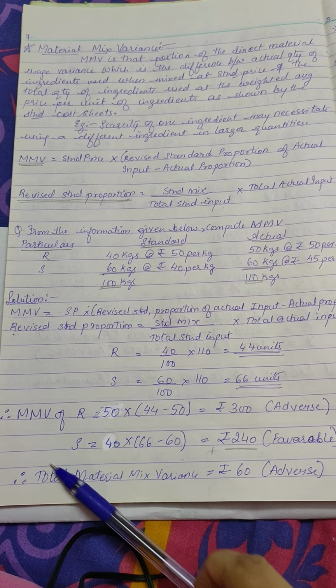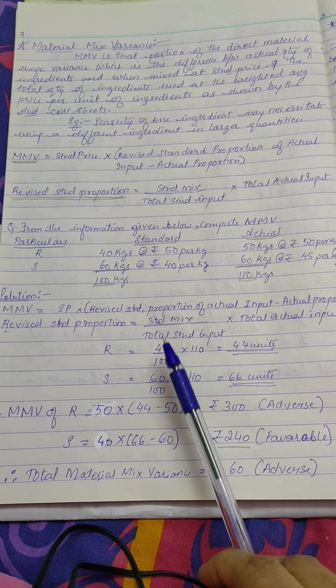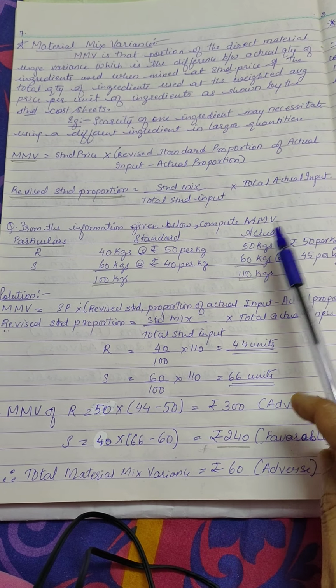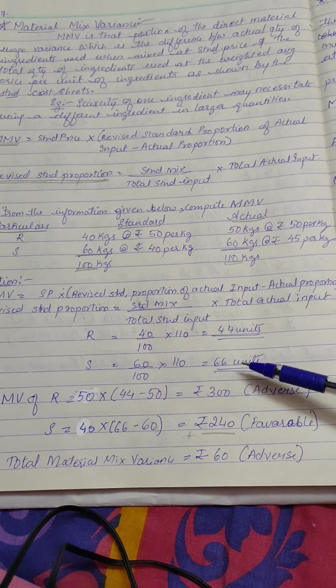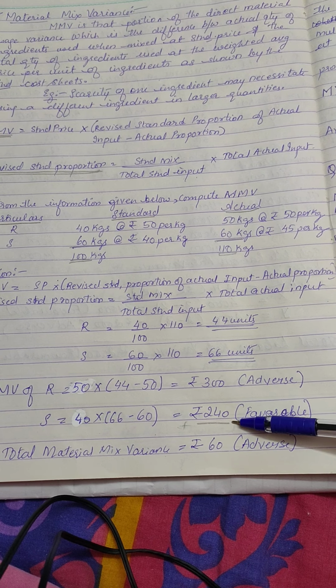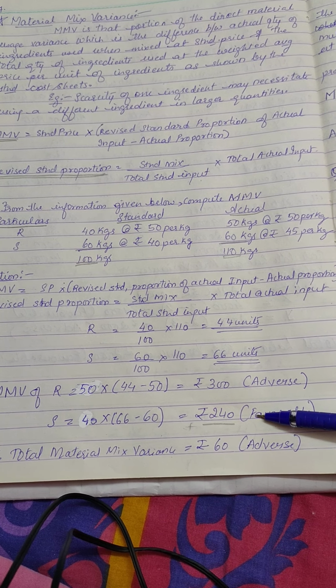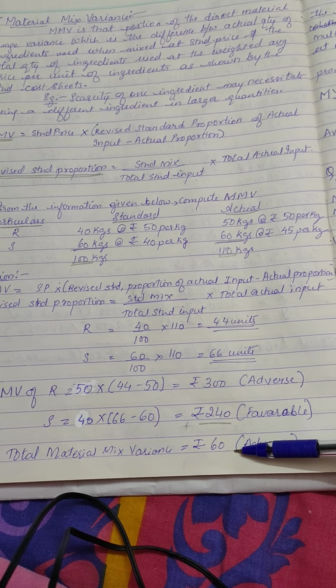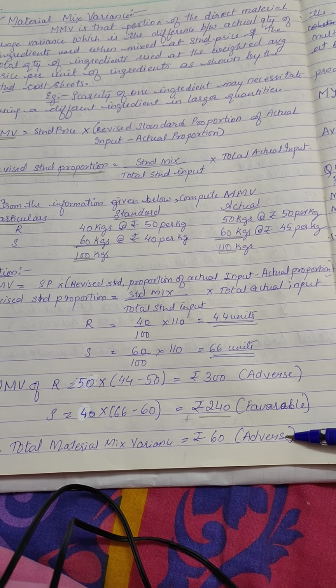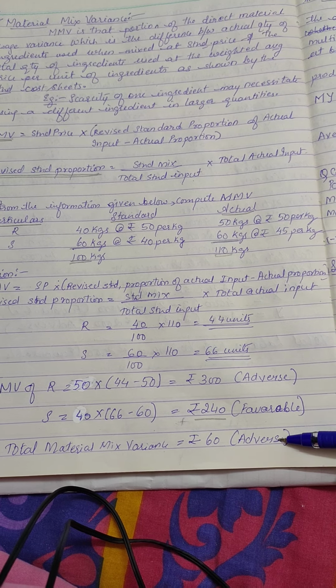The company wants to compute the total material mix variance. So the total mix variance is how much? I need to take the total of these two, that is 300 adverse plus 240 favorable, that is minus and plus. That comes to 60 adverse. Hope everyone is clear with the problem.